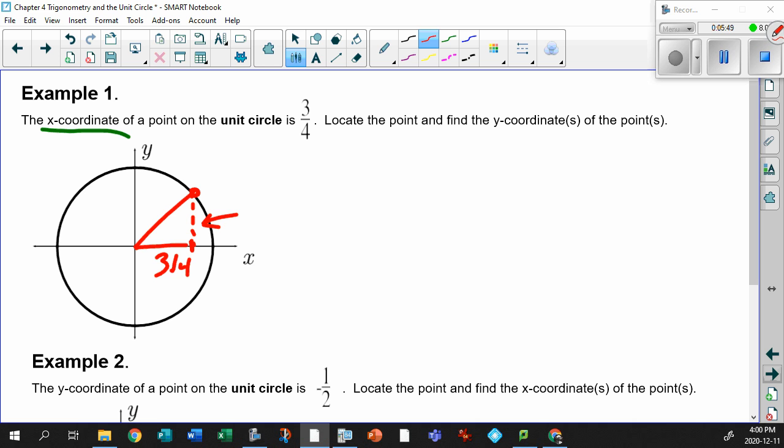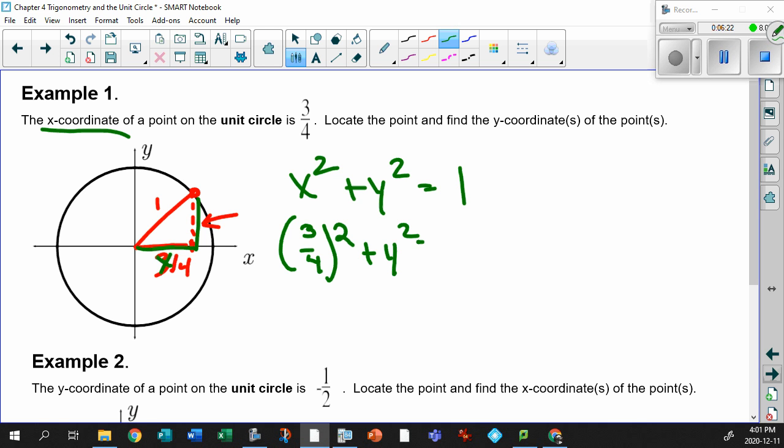Well, the nice thing is a squared plus b squared equals c squared, but wait a second. Let's be smart here. We're talking the unit circle now. There's no more a squared plus b squared equals c squared. What we have to remember is that's the x coordinate, that's x squared, that's the y coordinate, that's y squared. And it's the unit circle, so that all equals 1. So with x being 3/4, let's pop that in there, plus y squared equaling 1.